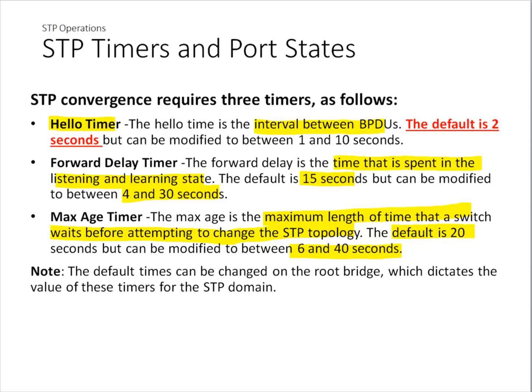Then the third one is max age timer. The word itself is very clear: maximum. That means the maximum length of time that a switch waits before attempting to change the STP topology. That means we have already blocked a particular port in STP. Just imagine a particular port is blocked.